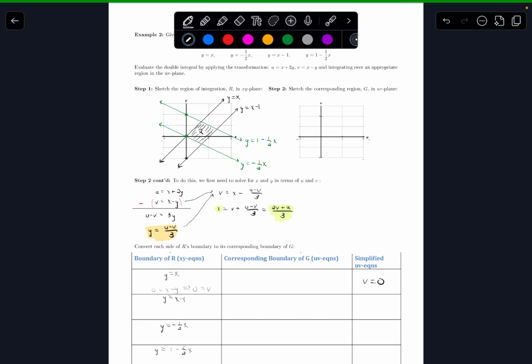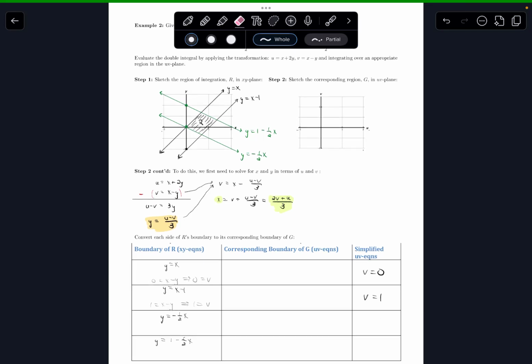Okay, if we do the same thing with this next equation, if I rearrange it, I can move 1 to the left and the y to the right to get x minus y. And then this becomes 1 equals, and x minus y is v. So I get v equals 1. Nice, v equals 1.